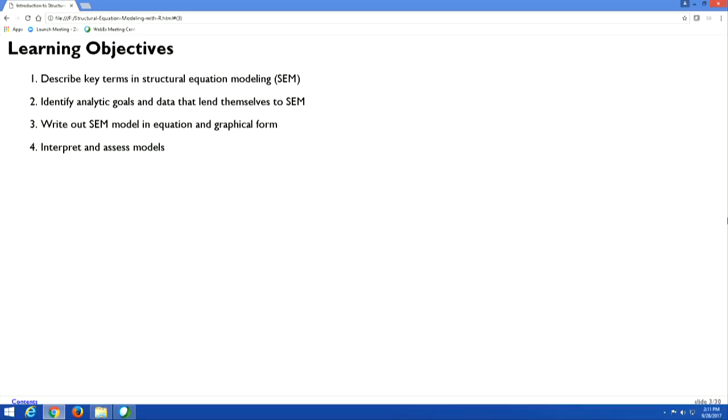We're going to write the model in equation form and in graphical form, so we're not going to do math. That's not what we're going to do today, but if you are going to do it, some software is going to require you to identify the model and write the model out using equations. And some software, you can actually draw the model using figures, and it'll estimate the model for you. So you need to be familiar with both of those, depending on which software you choose to use.